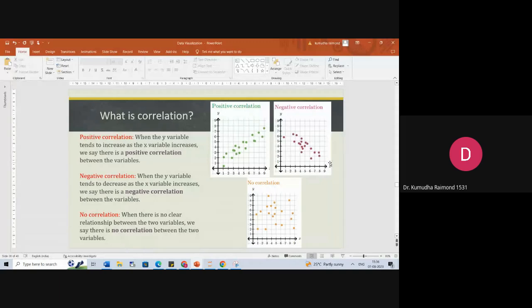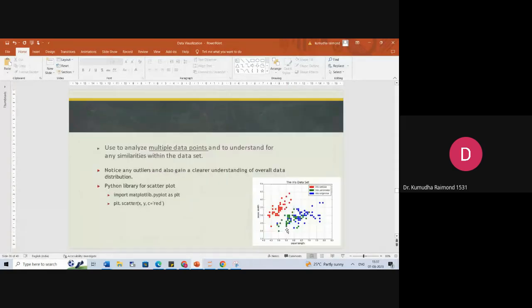When one increases, the other decreases, that is a negative correlation. When there is no correlation at all, like a set of data points scattered everywhere, that is called a no correlation. And even if you are having a larger number of data points, that is more data.